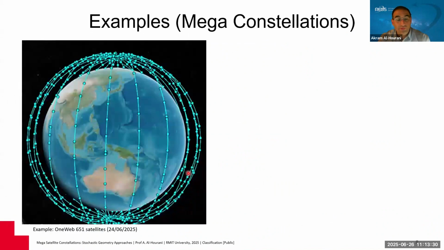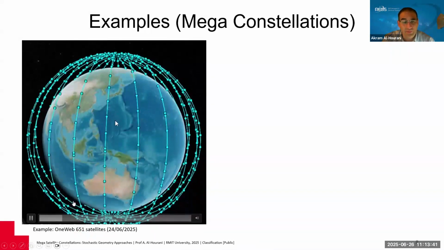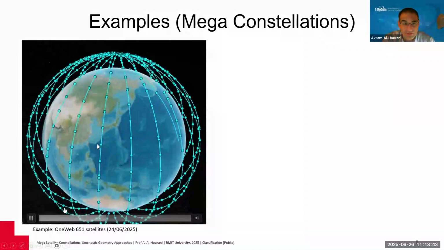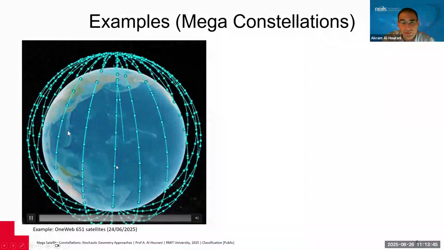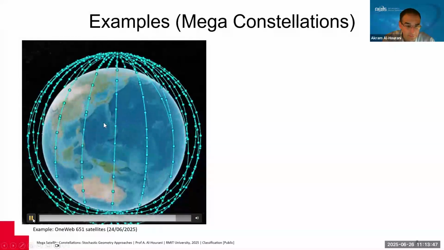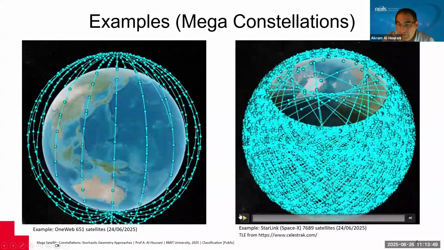Now, I'll give you two examples of mega satellite constellations. I just downloaded the two-line elements, the Keplerian elements of OneWeb. It's about 650 satellites, and I'm going to play the propagation, the simulation of these satellites. This constellation is called Walker Star. And here's another example. This is Starlink, a staggering number of about 8,000 satellites.